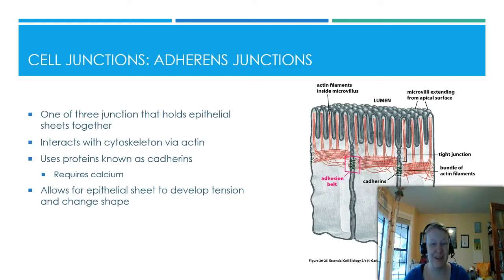keep those structures together. The proteins that are used here are called cadherins, and they require calcium to help these bonds form. And actually cadherins are used in the other two types of structural junctions we're going to talk about. The big thing about adherens junctions is it allows the epithelial sheet to develop tension and change shape. So like in embryonic development, things like that, that allows for the shape to be different than just a flat sheet.